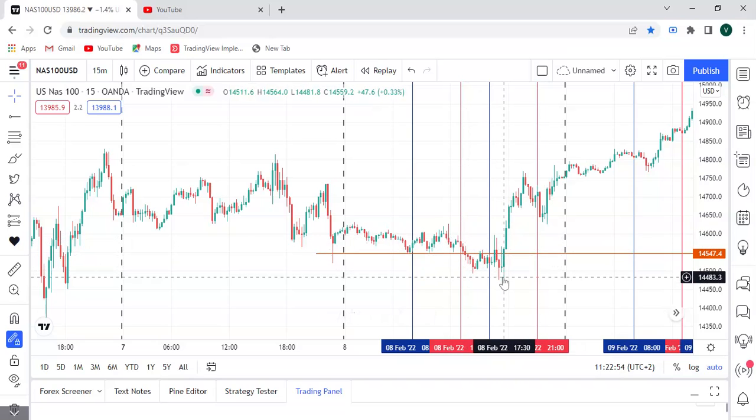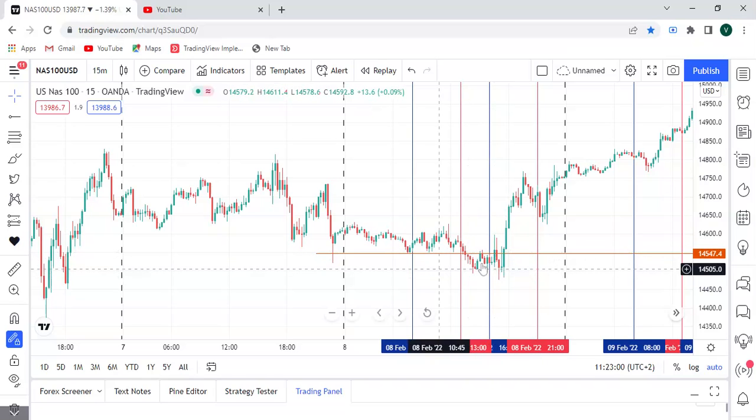Then what do they do? They come back again with a second leg. They take out all these stop losses here. Then they push the market up. Then now we have a complete W setup.